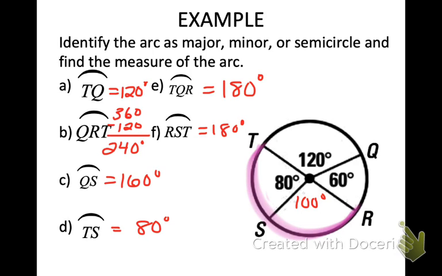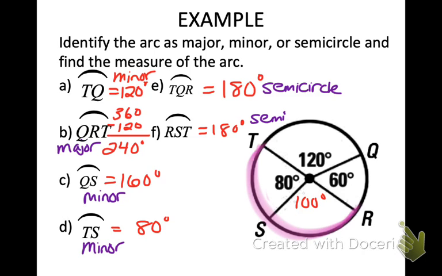Now let's go ahead and identify them as major, minor, or semi. TQ, major, minor, or semi. Minor, less than 180. QRT, major, good. So major. QS, minor. TS, minor, right? It's only 80. And then the last two are semicircles. Good.